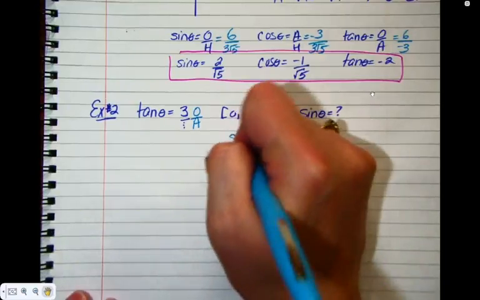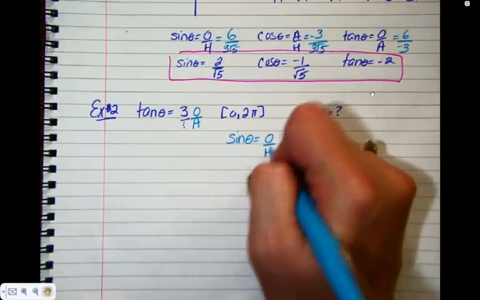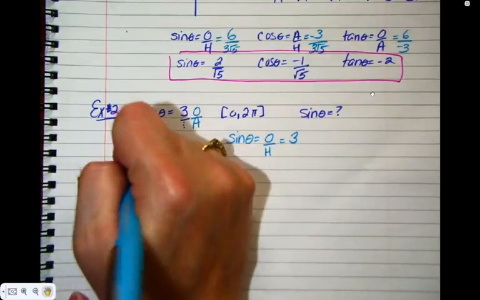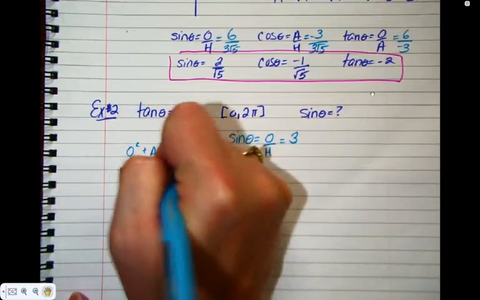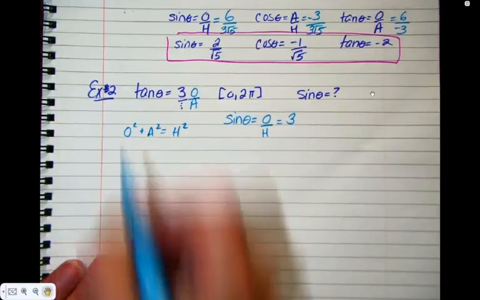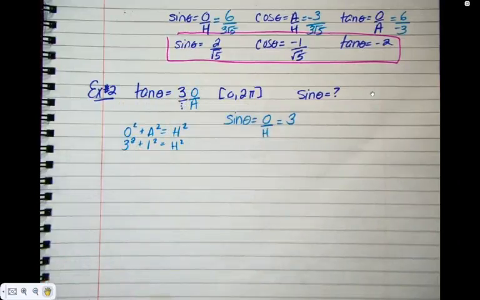They're just hiding it in tan, but they're giving us the opposite and the adjacent. We want to know sine. Well, what two sides do we know to give sine? We need O and we need H. I got O. That's 3. It's right from the question from tan. What do we not have? Hypotenuse. Well, we didn't have it in the last example. How did we find it then? Pythagorean theorem. So I know that O squared plus A squared equals H squared. If you want to call them A and B and C, go for it. So O is 3. A is our imaginary 1. H we don't know.